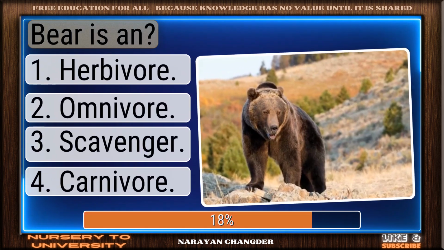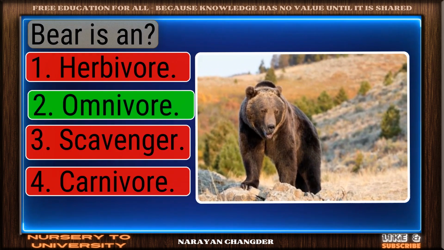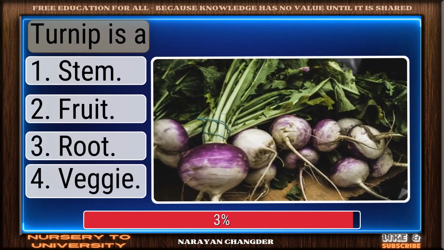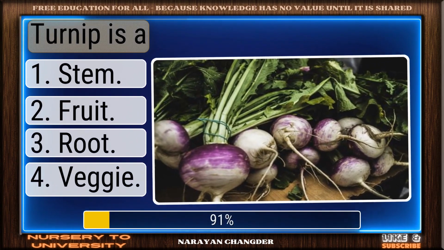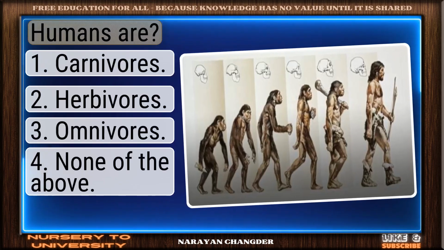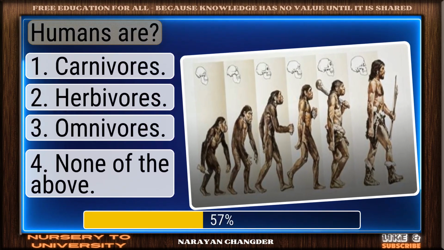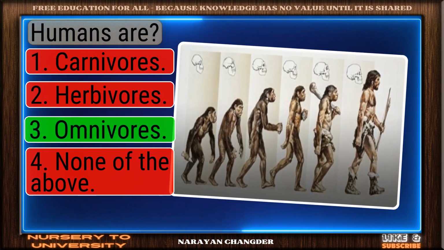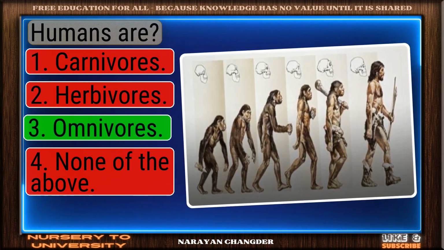Bear is in. Valid point. Omnivore is true. Turnip is a. You're right. Root is the correct answer. Humans are. Nice selection. Omnivores is the correct and valid answer.